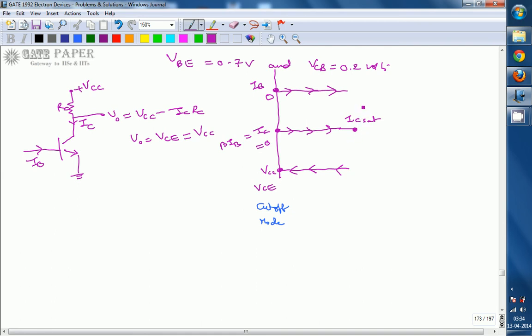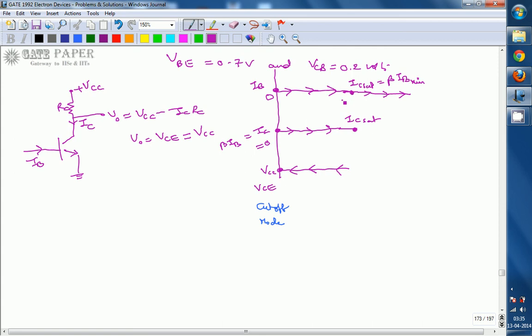Okay, so till this value there is a linear relationship between IB and IC. So you can write it as IC saturation is equal to beta times IB. After this IB value, to make the transistor enter into the constant current region, if you increase the base current further, the collector current no longer increases; it will become constant. The minimum amount of base current required is going to be called IB minimum.